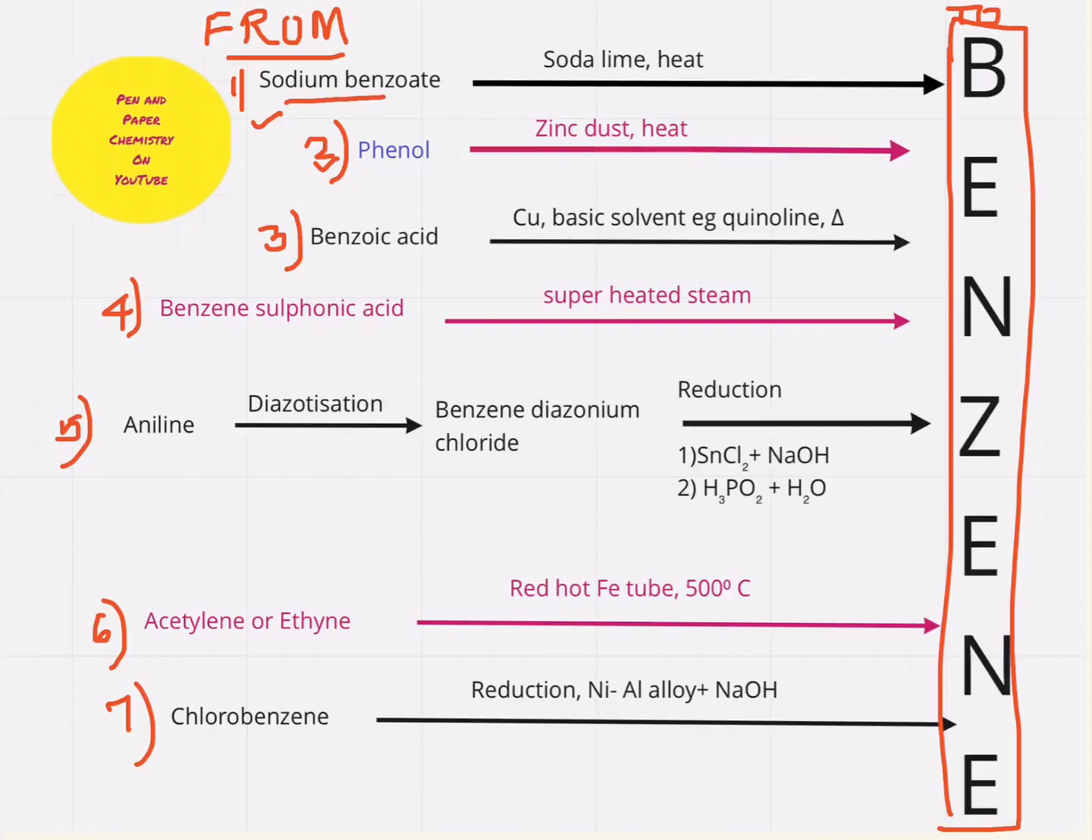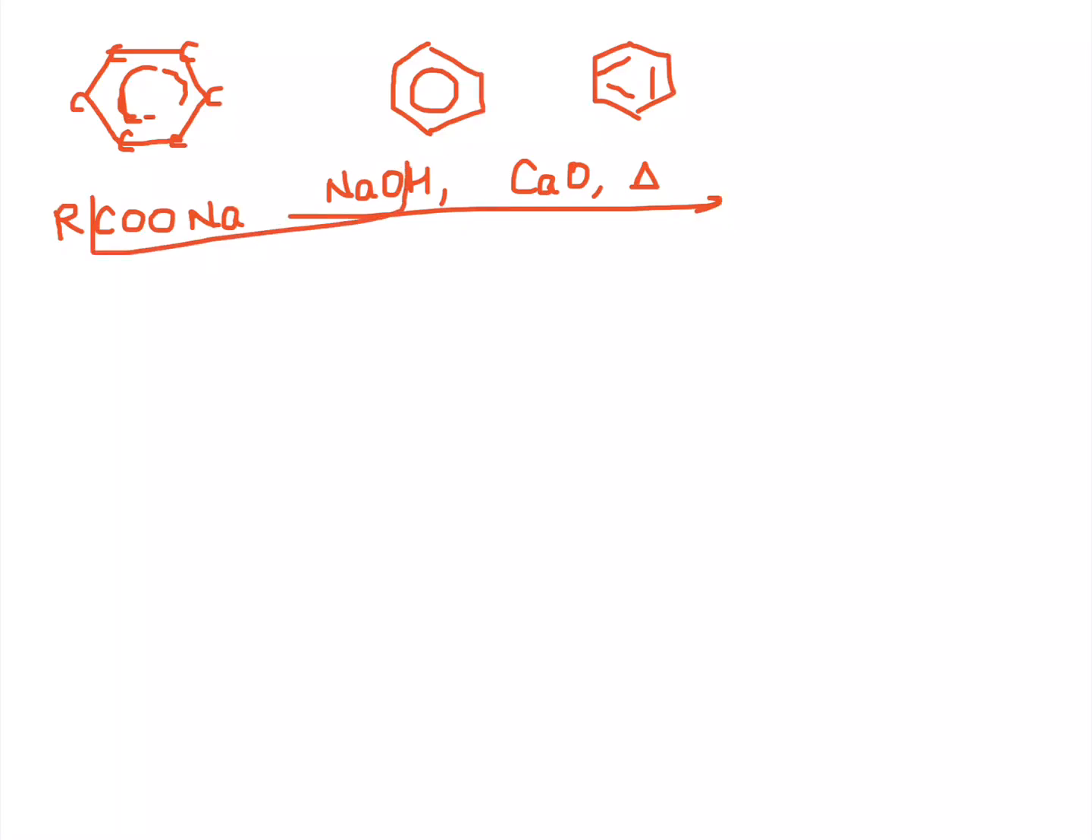The first preparation is from sodium benzoate. Now, if you remember, we had prepared alkanes using this reaction. Do you remember this reaction? RCOONa, when heated with soda lime, NaOH, lime is CaO, heat to keep it dry, and we had made a box over here. Perfect. And we had done it as RH plus Na2CO3.